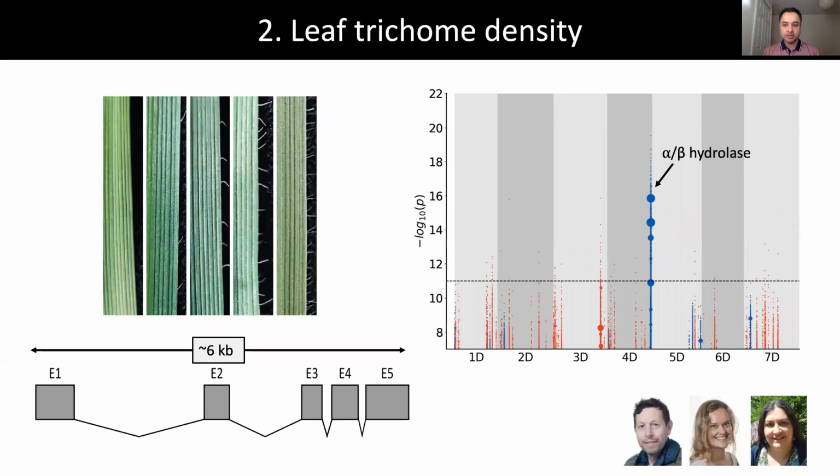The second trait that we looked at is leaf trichome density. Even though this trait is important for drought tolerance, it appears to be absent in wheat breeding germplasm. We identified a high confidence candidate on 4DL for this trait, which encodes alpha beta hydrolase. This work was done in collaboration with Paul Nicholson's lab at the John Innes Center.